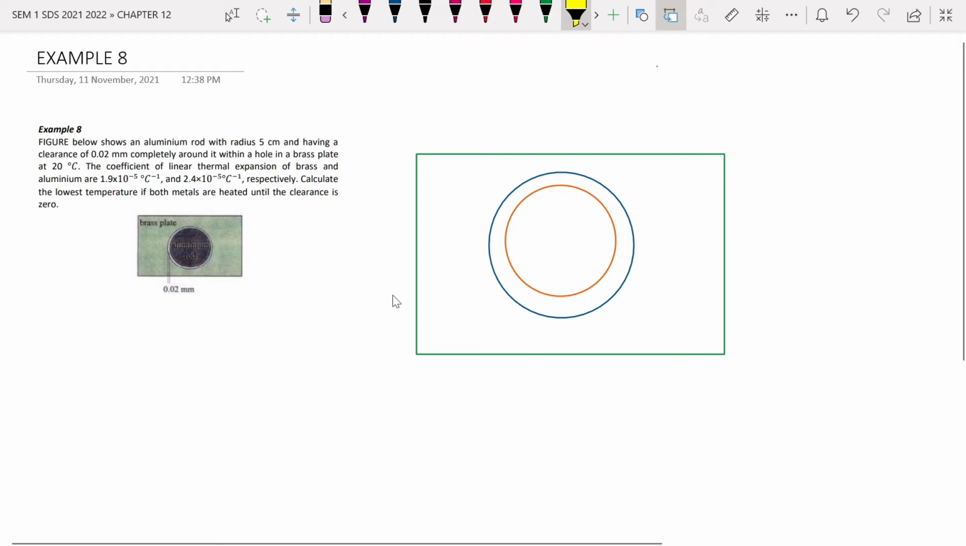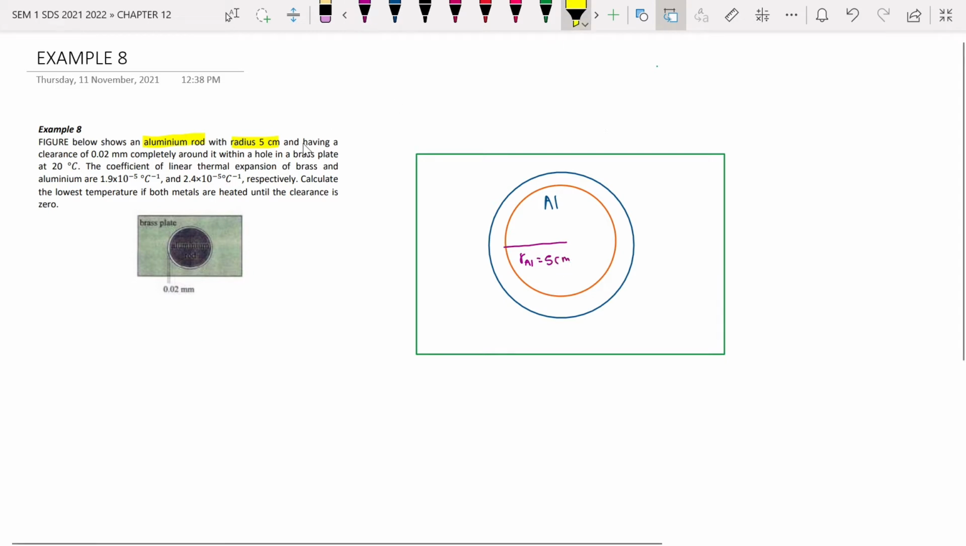Okay, hello everyone. So, I'm going to discuss example 8. The figure below shows an aluminium rod. So, this is the aluminium rod with radius 5 cm. Okay, so this is the diagram, but I enlarged it here. The orange color here is the aluminium rod. Okay, so the radius of the aluminium rod is 5 centimeter.